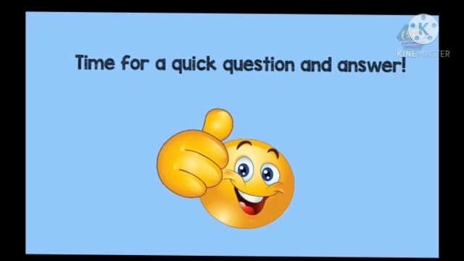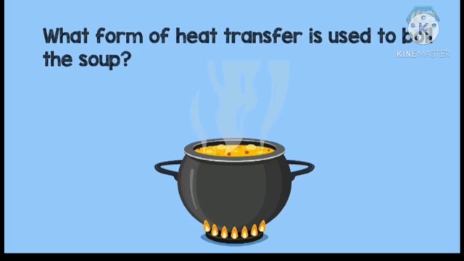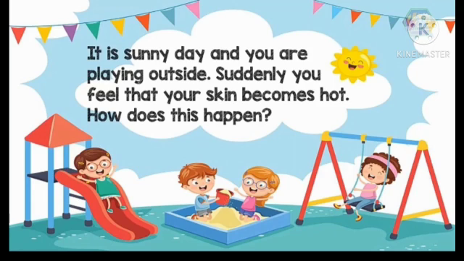Okay, now we will have a short test, and what you have to do is note down your answers in your notebooks for the building of your conceptual knowledge. The first question is, what form of heat transfer is used when ironing clothes? And what form of heat transfer is used to boil soup? Your last question is, suppose it's a sunny day and you are playing outside. Suddenly you feel that your skin becomes so hot. How does this happen? I want all of you to note down your answers in your notebooks.